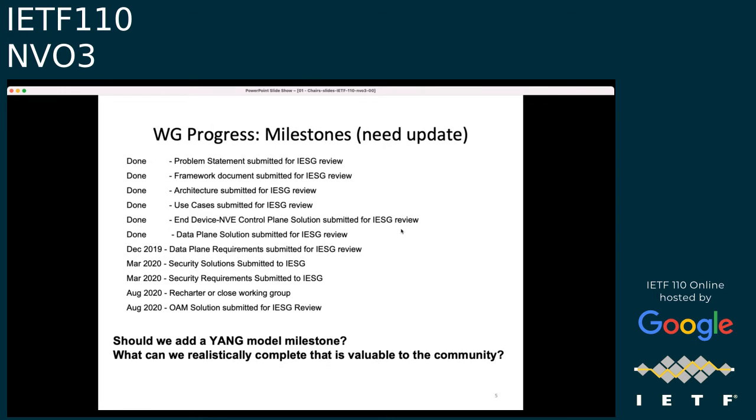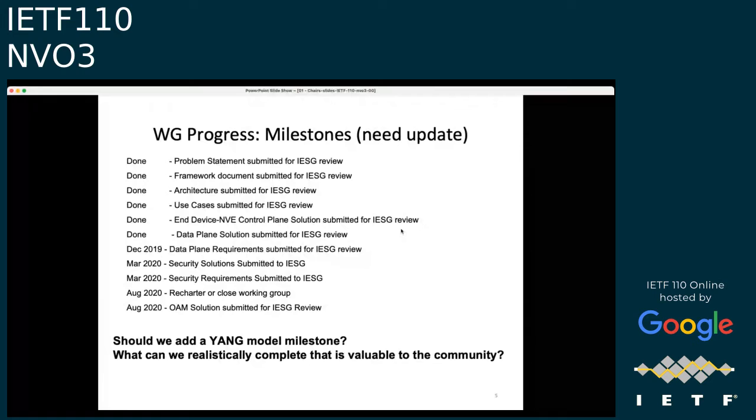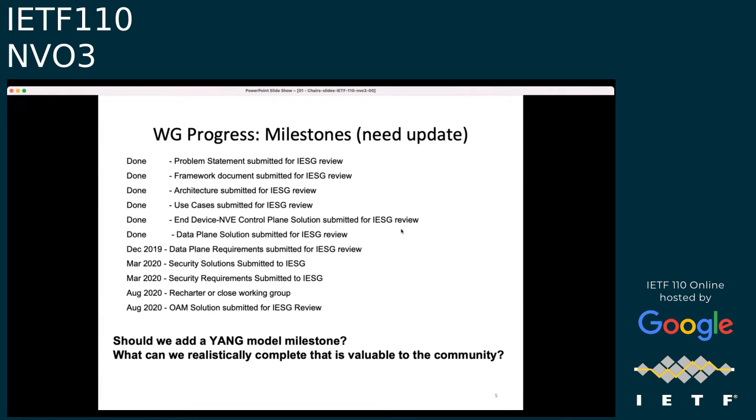Right, milestones. As usual, we need an update. Many of these are completely out of date, but there is possibly one missing: we don't have a milestone for our YANG model. So we probably ought to add one for the YANG models, in terms of completion of as much as we can do in the working group's charter and on our milestones.